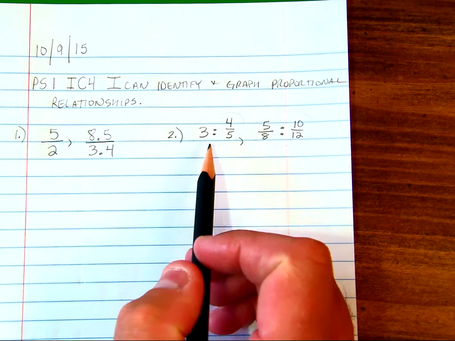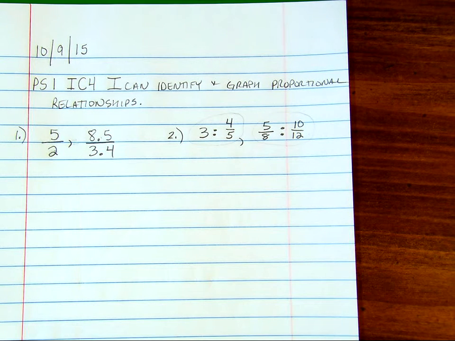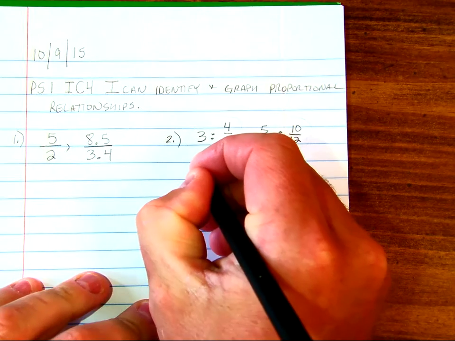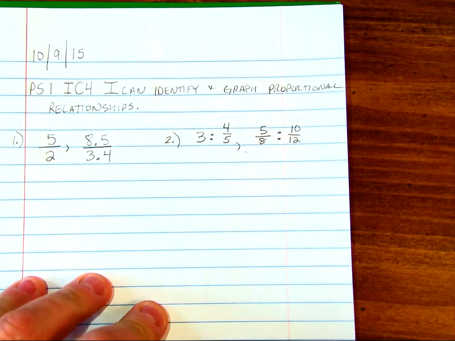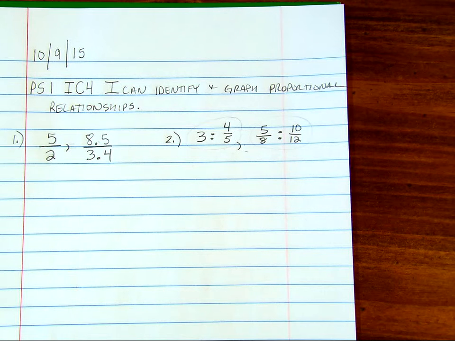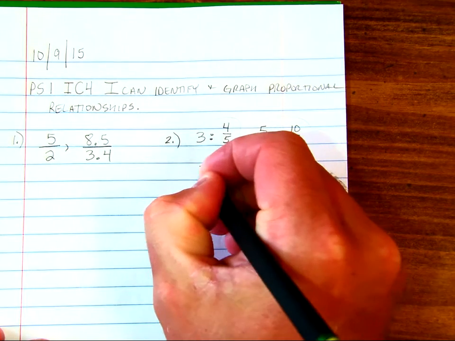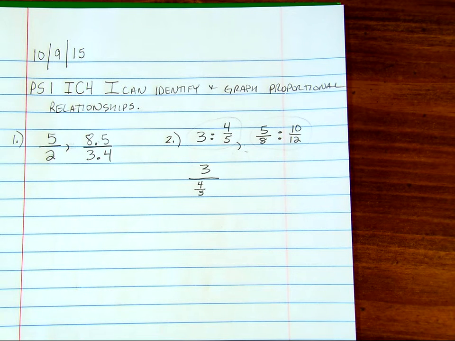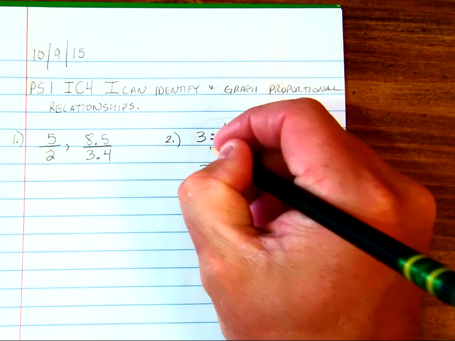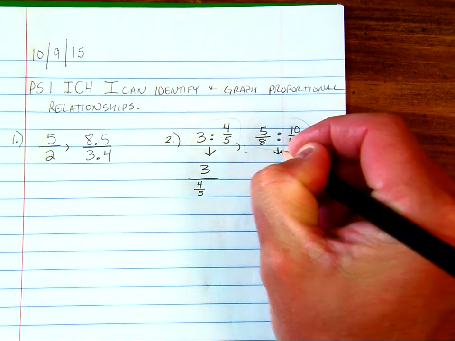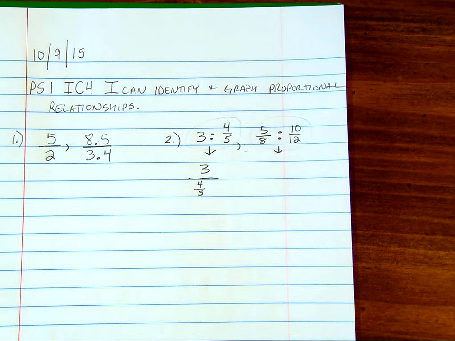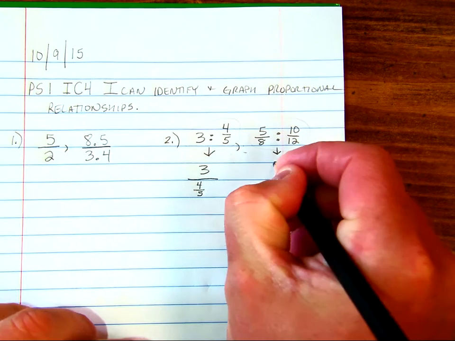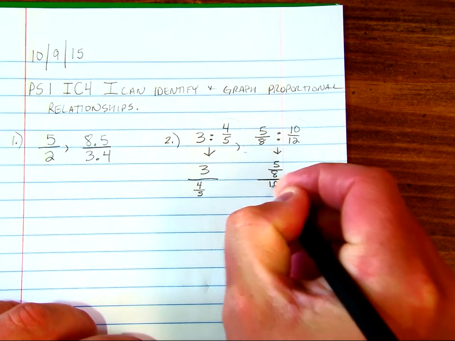How would I write this first ratio as a fraction? Katie? 3 over 1, 2, 4, 5? No. Just how would I write the whole thing as a fraction? Cam? 3 over 4. Yes. 3 over 4/5. And how would I write the second ratio as a fraction? Kennedy? 5/8 over 10. 5/8 divided by 10/12. That is correct.